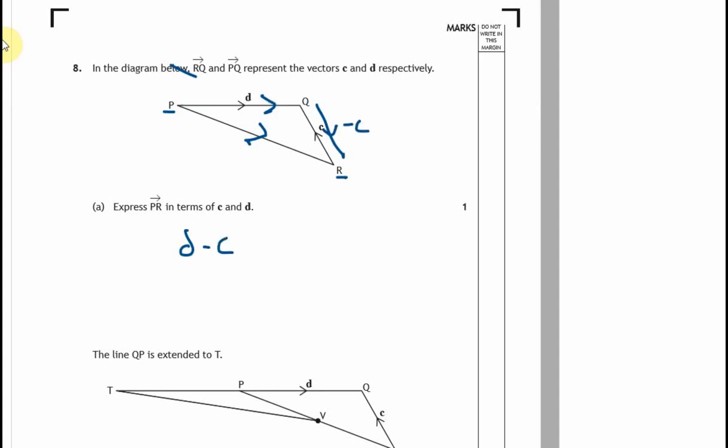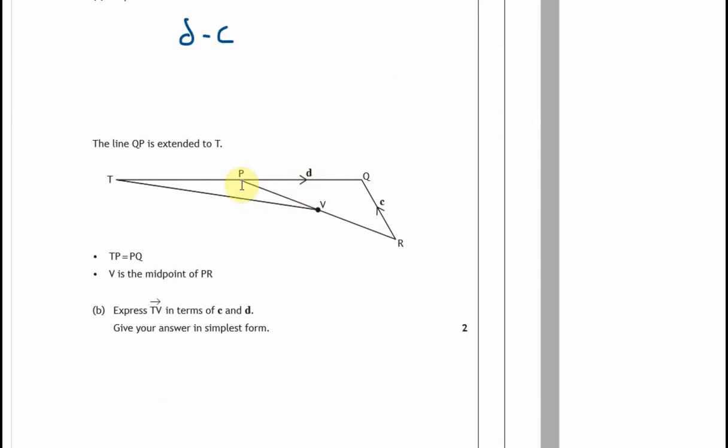But dead straightforward with the vectors, we're just adding them head to toe. I want to get from P, and I want to go to R. So I'm going along D, and I'm going negative C. Okay? It's really as simple as that. Good stuff. The next part, okay? So TP is equal to PQ. So what I do here is I start labeling up my diagram. TP is equal to PQ. So that to me means that equals D. Okay. TP, PQ, they're both the same length, they're both the same vector. Okay.